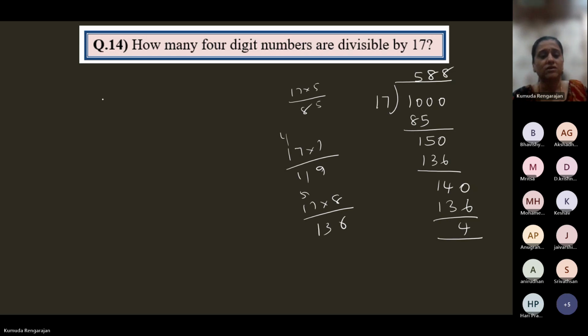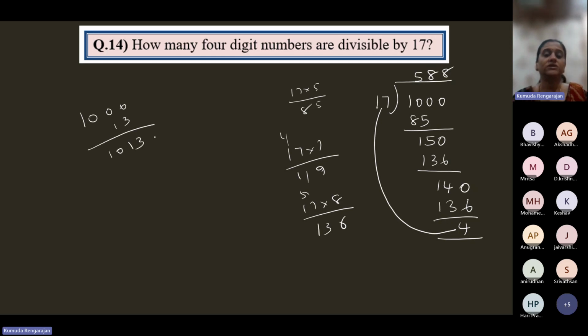That means 1000 minus 4 will be divisible by 17. Or let me come to the point straight away. To find the first 4-digit number exactly divisible by 17, what you have to do is 17 minus 4. What is 17 minus 4? 13. Add 13 to 1000. So 1013 is the first 4-digit number divisible by 17.